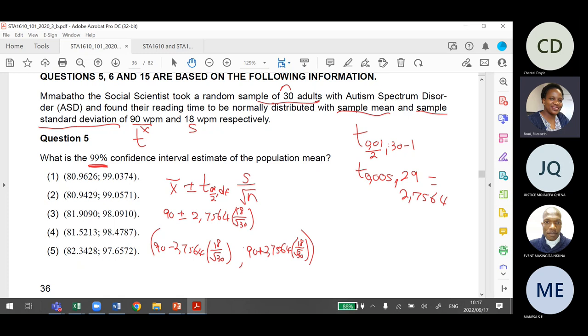And that is the confidence interval. Let me use my calculator as well. Unfortunately, I didn't open mine online.